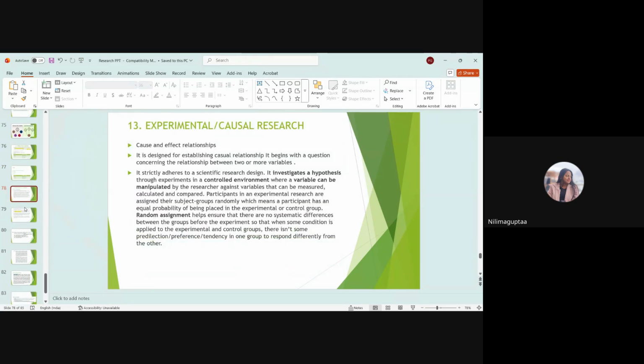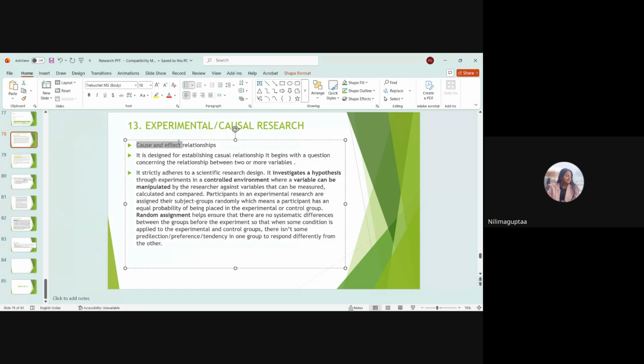Then comes your experimental research that we also call causal research, or I can say the cause and effect research, okay? Now this experiment is something that will look at the cause also and effects also, because this experiment will have a very important thing called variable. The thing that I've explained to you in bits and pieces in previous slides, that is these variables, okay?